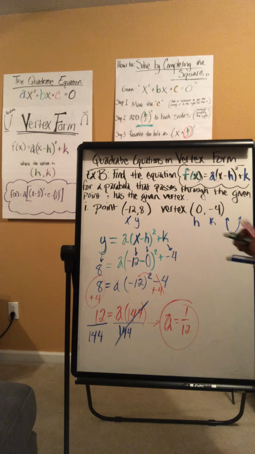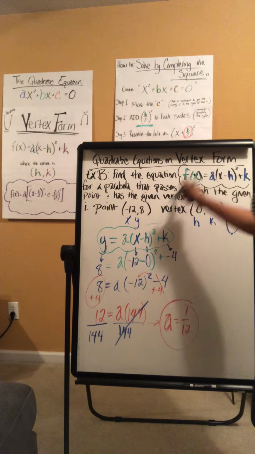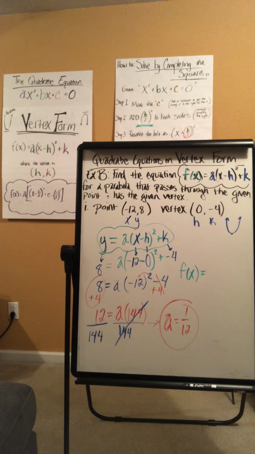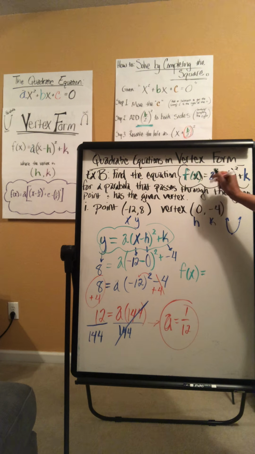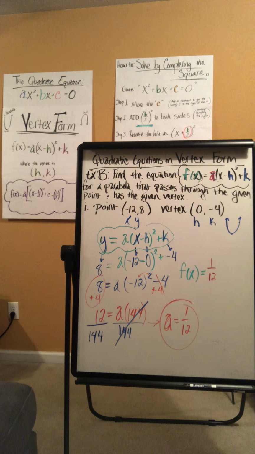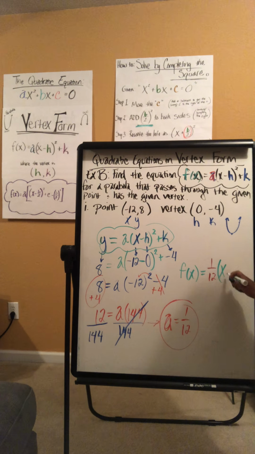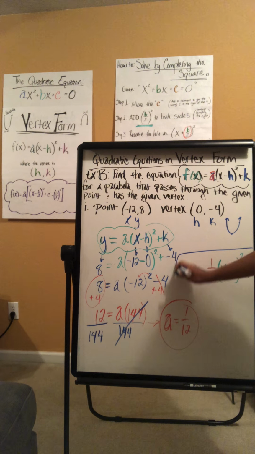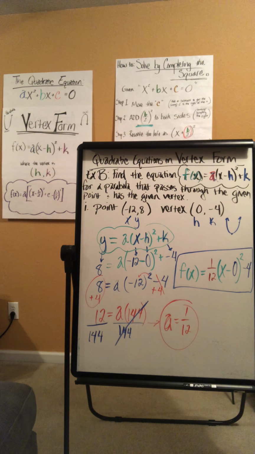Now I can rewrite my formula again in the form that they wanted. So I will call it f of x. I fill in my a. My a was the number 1/12. I leave the x, because there's no y, we're calling it f of x. So I leave the x minus the h. I fill in the h was 0, squared, and then plus k. Again, k was -4, so I'm just going to say -4. That is my answer in vertex form.